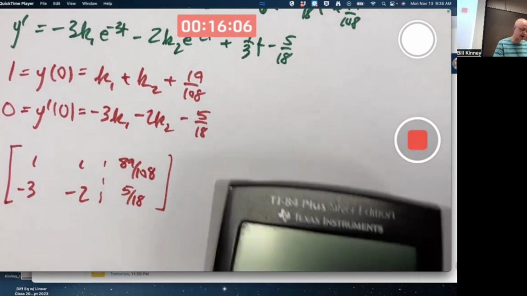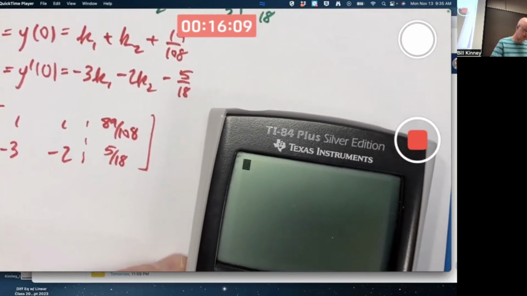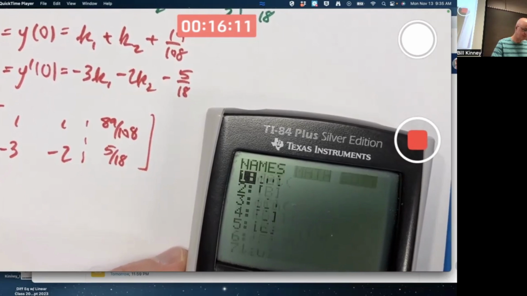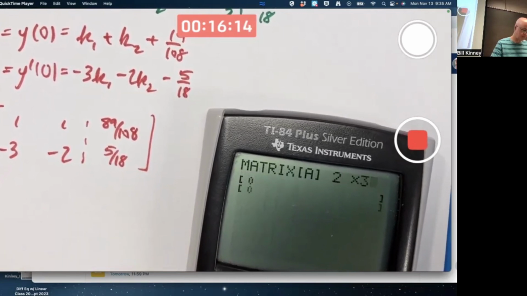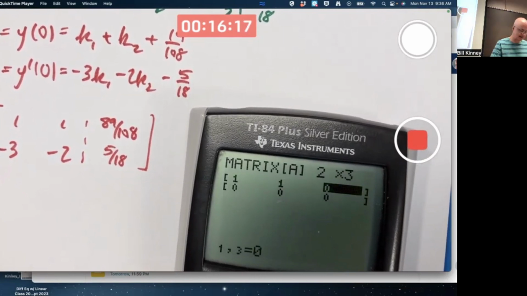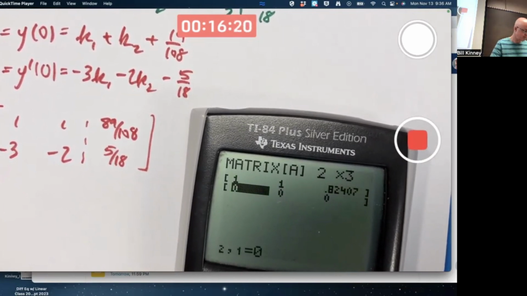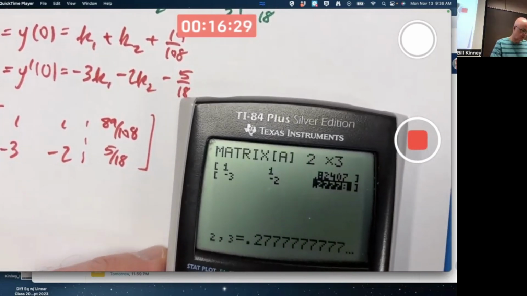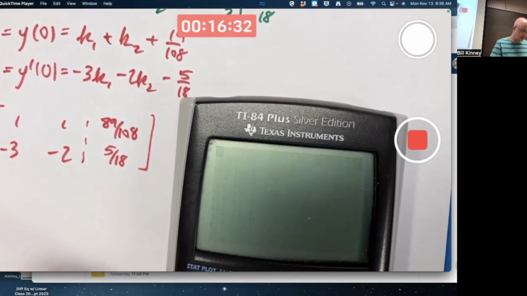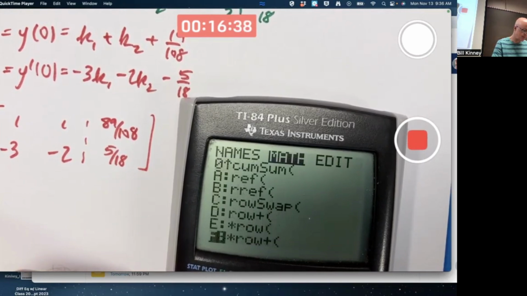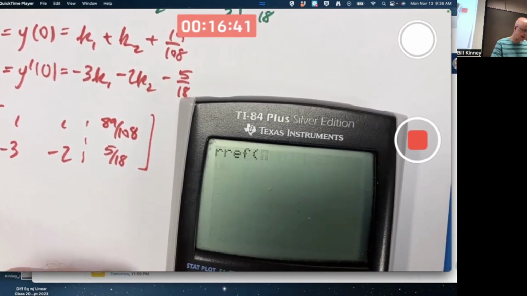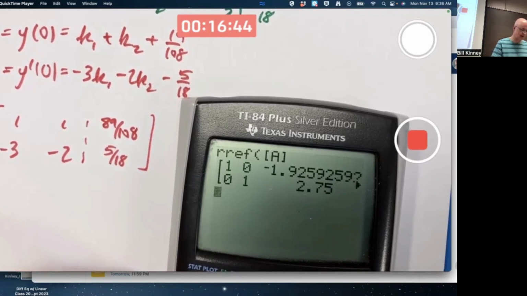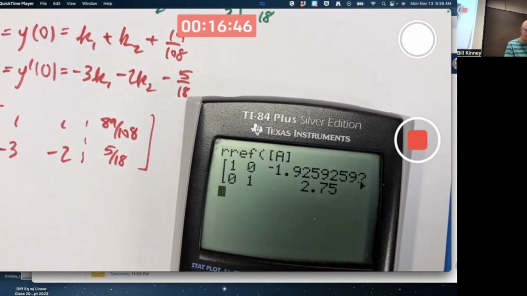I'll just do this with my calculator now. 89 over 108. I've got mine converted to decimal form, -3, -2, 5/18. Let's see, we need to do RREF. Matrix A. Okay, so K1 is about -1.9259.